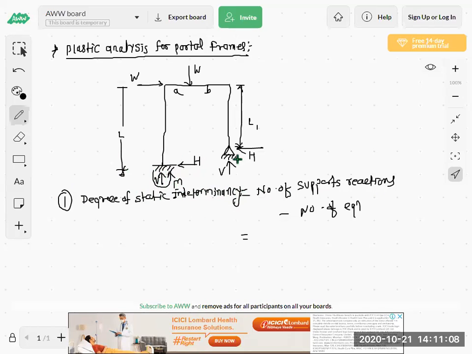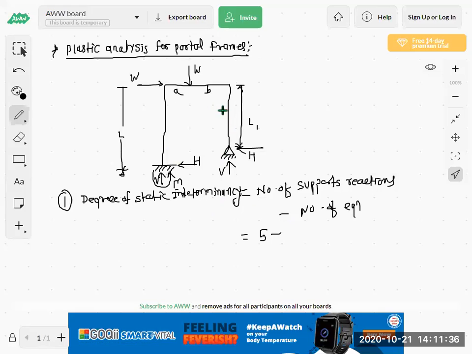So the fixed support is over, three reactions are there. Now come to the second support, that is the hinge support. At this hinge support, one vertical and other horizontal. So 3 plus 2, 5 reactions are there. For what purpose are we doing this? We are doing it to find how many mechanisms are required to solve this frame. That's why we are calculating the degree of static indeterminacy. So number of support reactions 5 minus number of equations.